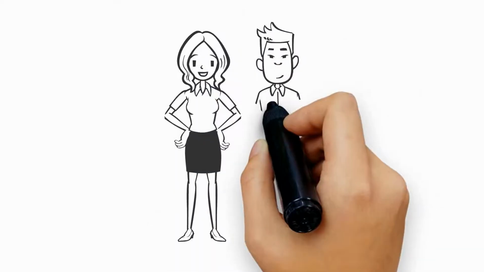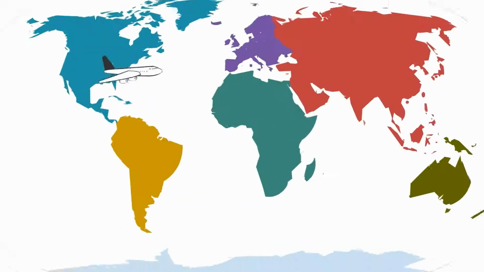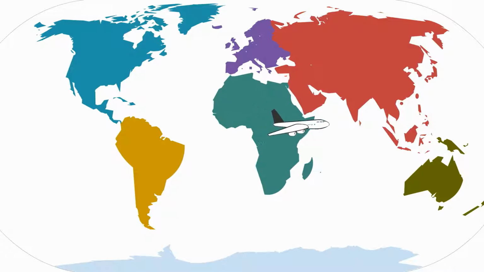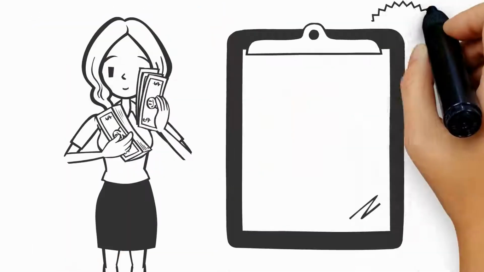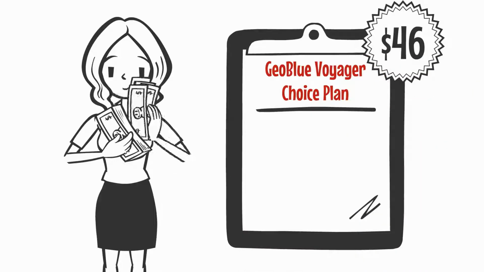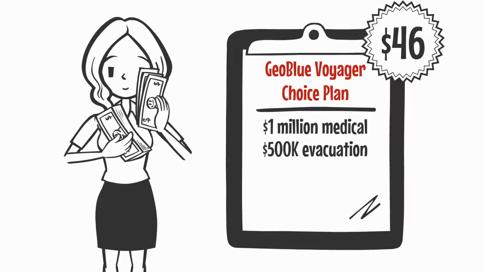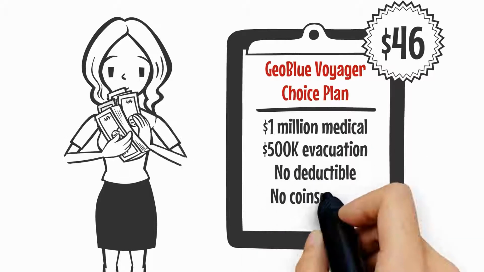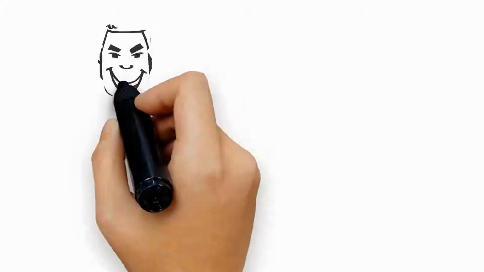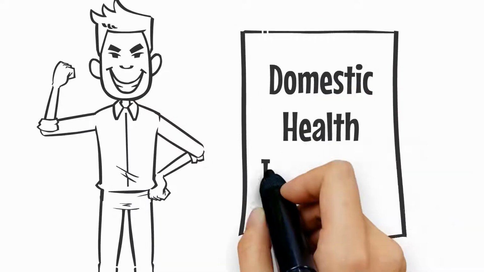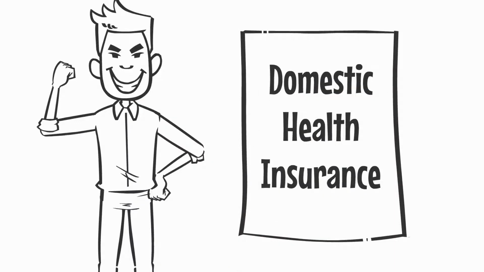Meet Jane and Joe. Each is headed on a 2-week vacation to Australia and Indonesia with their friends. Jane buys a $46 GeoBlue Voyager Choice Plan. $1 million medical, $500,000 evacuation, no deductible, no coinsurance. Joe is young and healthy. He decides he can use his domestic insurance if needed.